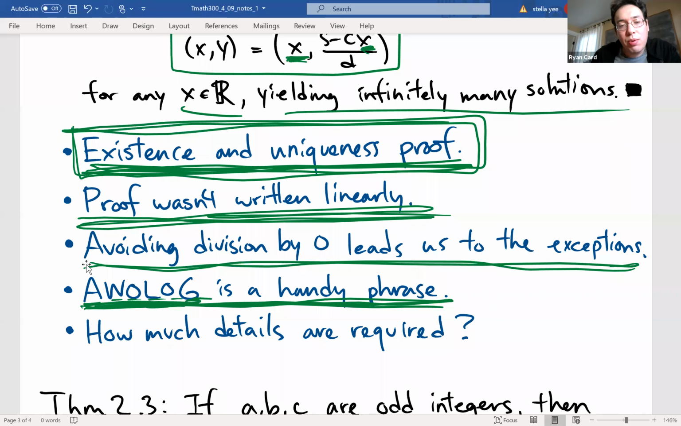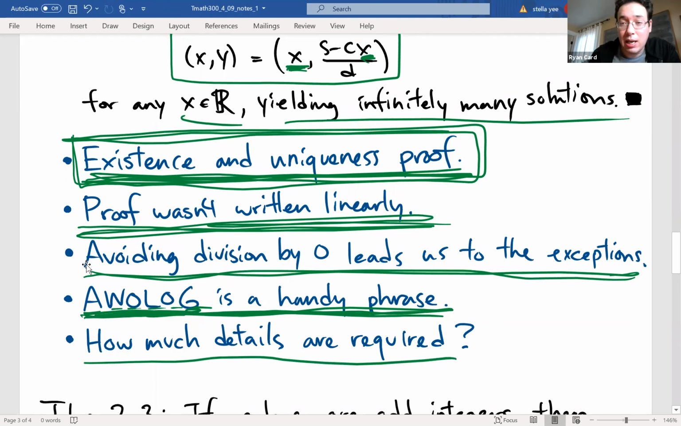And when you write down proofs, you're going to be asking this question to yourself many, many times. How much detail is required in this proof? And probably the non-satisfying answer that you're going to hear is that, well, it depends. It really depends on the audience.